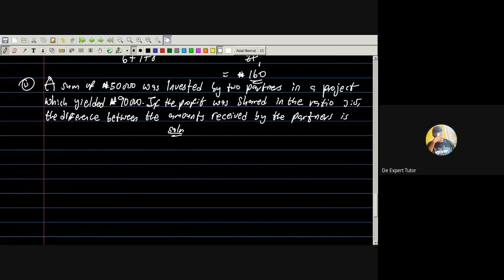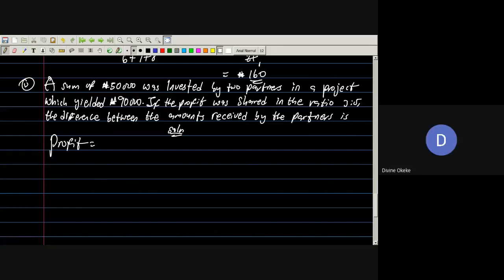Please pay maximum attention. I believe people have been doing business here very well, so you understand this thing. Even if you have not been doing business, see, we invested 50K and the business brought 90K. Who can tell me what's the profit that this business brought? Anyone?